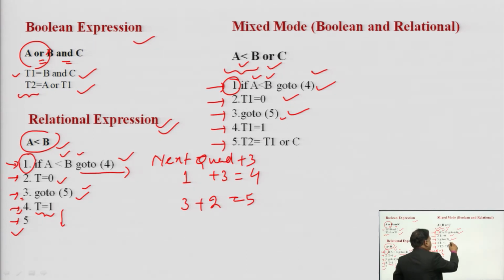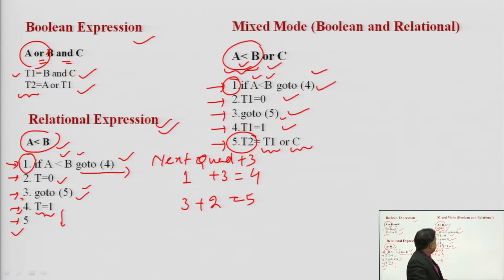Then the statement T1 equals 1 if the result is true. Once the result is true, that means the result of this has been evaluated. Then we will perform the logic operation of this result with C, and ultimately we have the result in T2, a temporary variable, all right. So, in this way, first we write the 3 address code for the relational operator, and once the result of the relational operator is stored, then we write the 3 address code for the logical operation.